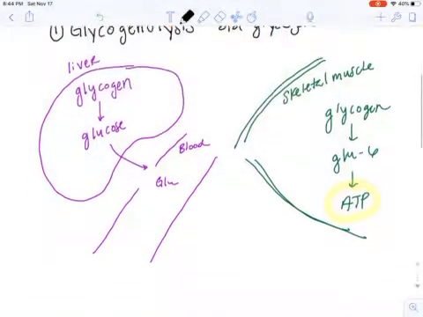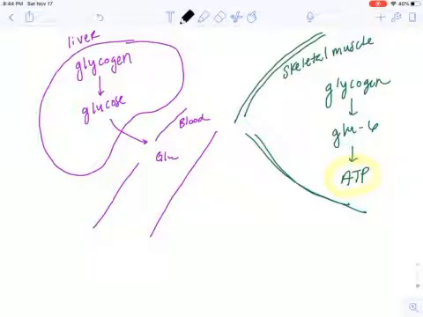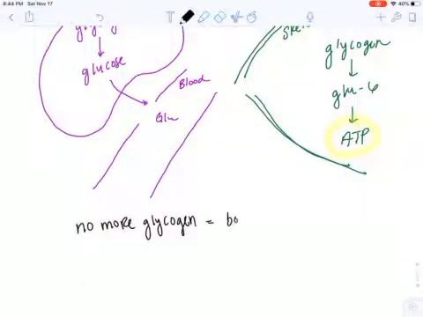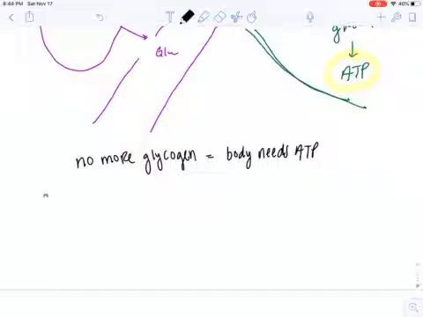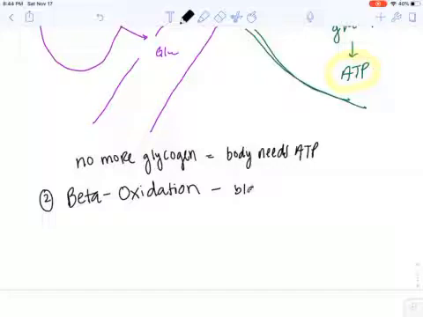Now, if you recall, glycogen is limited. So once we have no more glycogen, then we are going to basically say our body still needs energy. Where are we going to go next? So we're going to actually start breaking down fat. So that is called beta oxidation. And beta oxidation is simply the breakdown of lipids for energy.